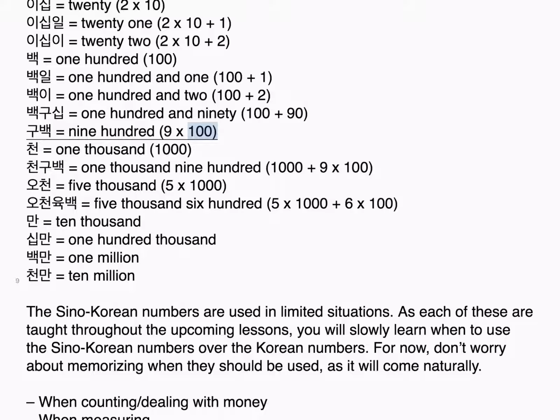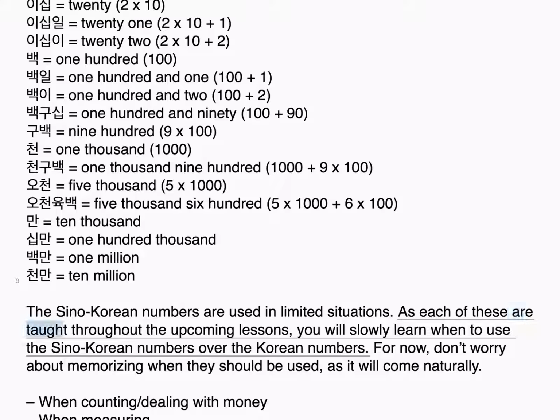1000 is 1000. 1900 is 1000 plus 9x100. 5000 is 5x1000. 5600 is 5x1000 plus 6x100. 만 is 10,000. 10만 is 100,000. 100만 is 1 million. 1000만 is 10 million. The Sino-Korean numbers are used in limited situations.